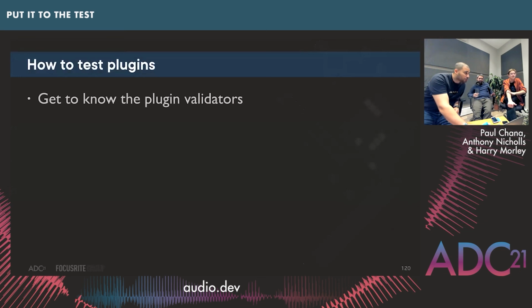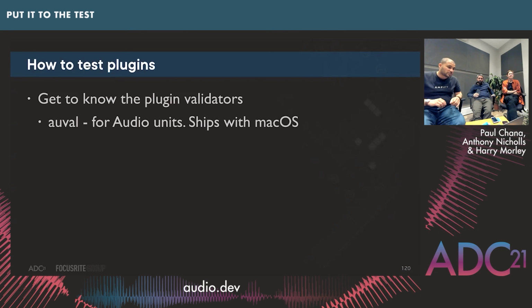Other than the hosts, there are plugin validators. Almost all of the plugin formats now have validators. There's AUVal, which is specifically for audio units. It ships with macOS. There's also a version bundled in with Logic. They are slightly different. Get to know the nuances because it matters. In certain cases, you want it to pass validation with both.